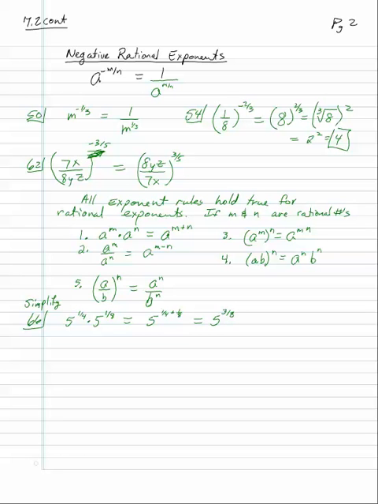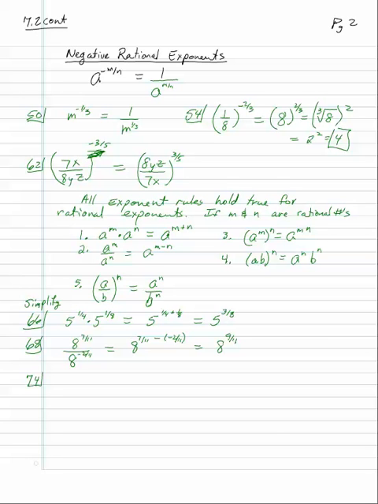If we do number 68, 8 to the 7/11 over 8 to the negative 2/11. So remember, if we're dividing, we're subtracting the exponent. So it's 7/11 minus negative 2/11, which equals 7/11 plus 2/11, which is 9/11. Okay, so it's no different. You know, it just might be a little uncomfortable for you at first.